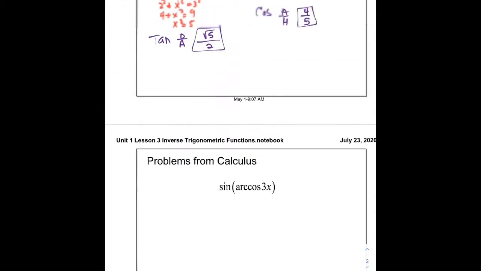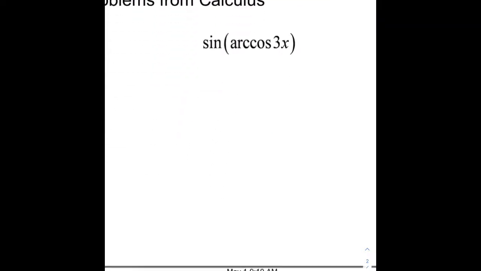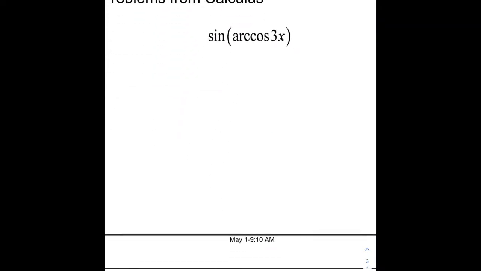Problems from calculus. This problem is extremely similar to the two we just did, except these are not numerical arguments. This is an expression. Our answer will be an expression. It will have an x in it. So we start the same thing. And this is where kids go, nope.